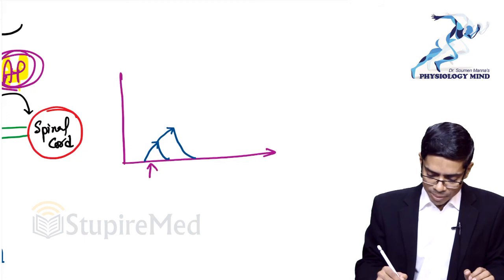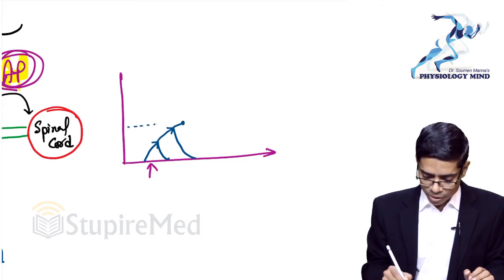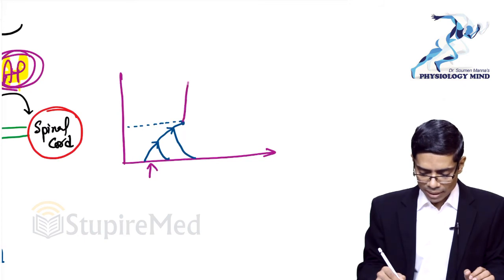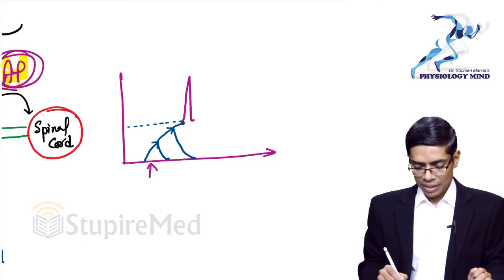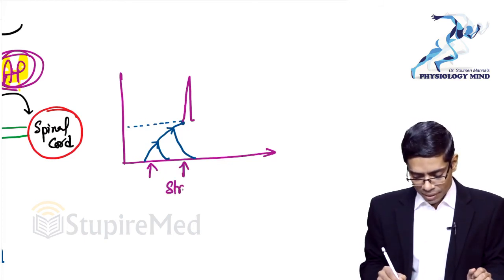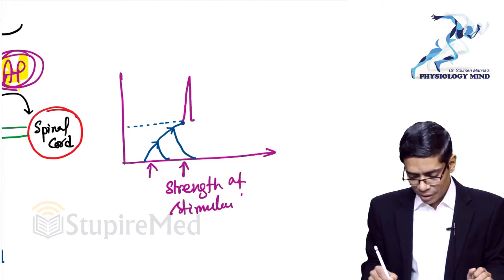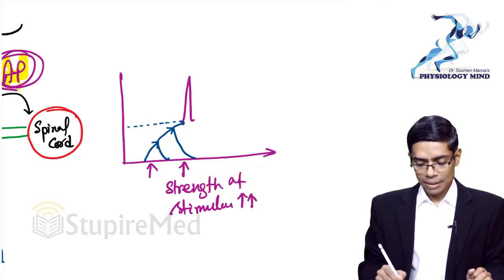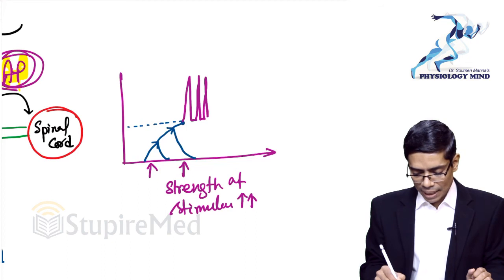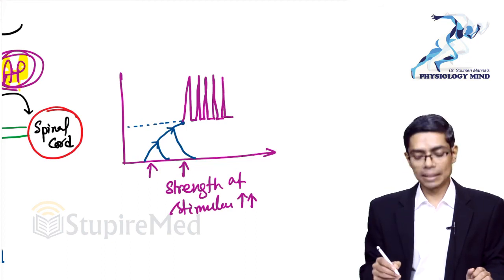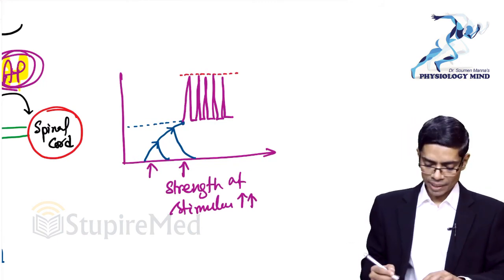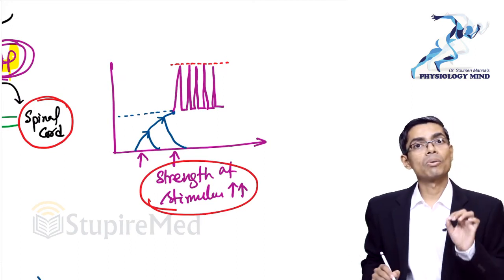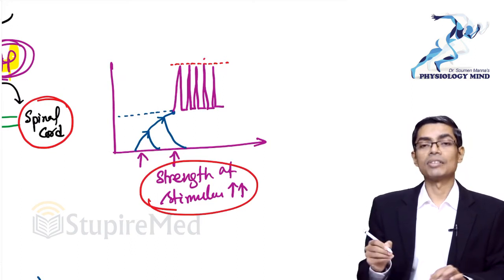But whenever this receptor potential is adequate to cross the threshold, suppose this is your threshold, it will produce an action potential here. Now after this action potential generation, if I increase the strength of stimulus, this action potential will appear again and again, but the amplitude will remain the same. So basically, strength of stimulus is coded by increasing the frequency of action potential.